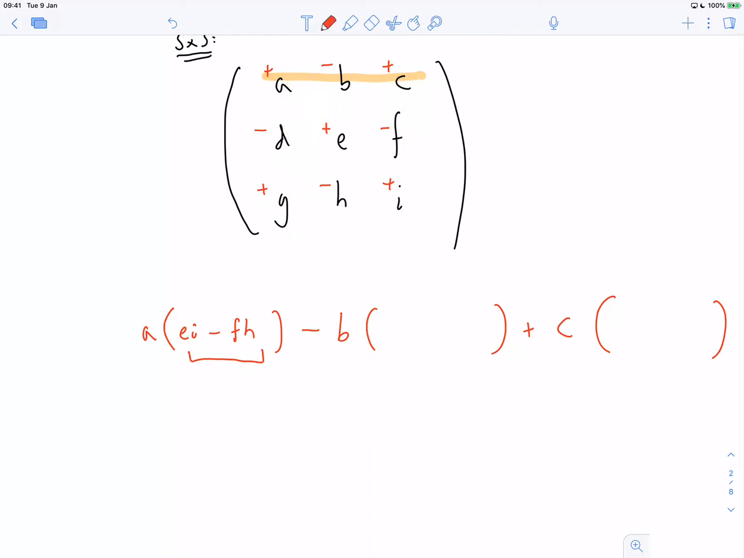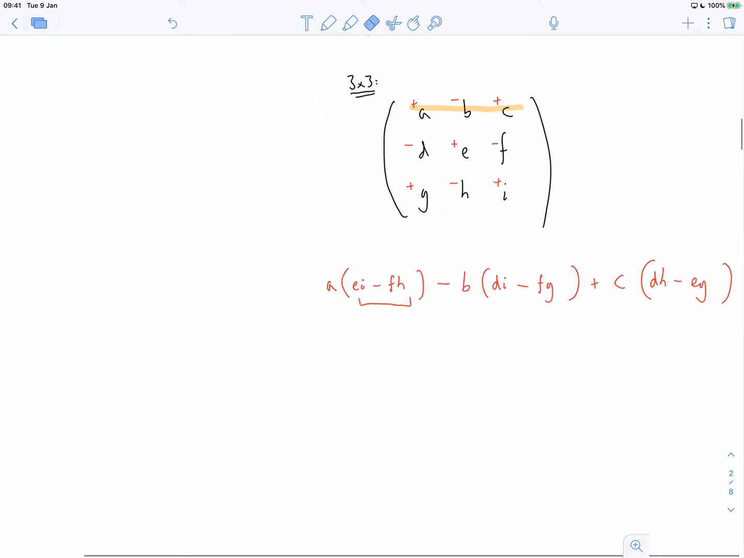And then for the B, you cross out the B row and the B column. Now you have to take the determinant of, imagine these two things were squished together. So it would be one diagonal, DI, minus the other diagonal from top right to bottom left, which is FG. And then for C, you block out the C column and C row, and take the 2x2 determinant of this. So you're going to have DH minus EG. And that's it.